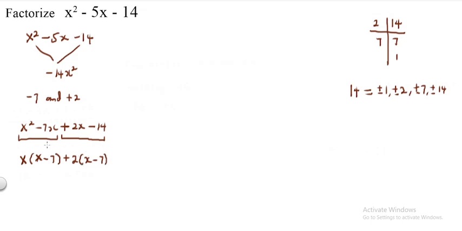Remember, you check whether both brackets are alike. If they're not alike, then you've made a mistake. From here, I have x plus 2, and then I have x minus 7. So this is the answer to this. For another example, you can try to pause the video and try to solve this one yourself.